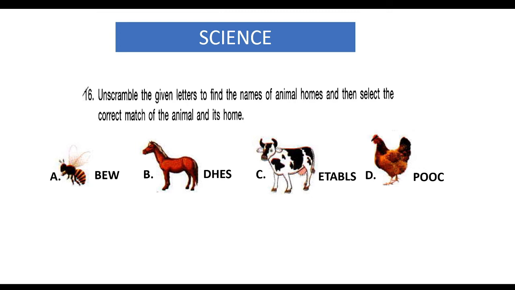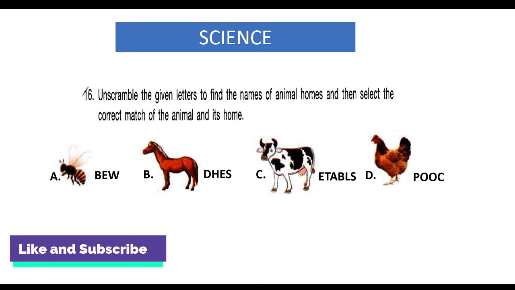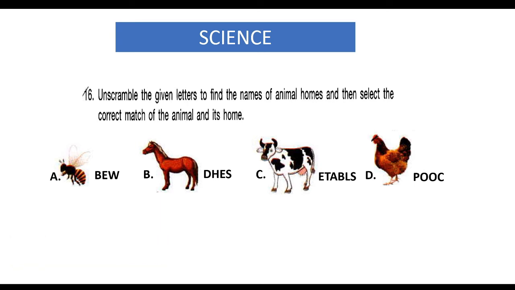So children, first what you need to do is unscramble the given words so that you have the right word, and then see if the particular animal and the particular home is correctly matching. So the correct answer for this question is option D, which is a hen and it stays in coop. So let's unscramble POOC. POOC would be COOP, coop, and that's the right place where a hen stays.